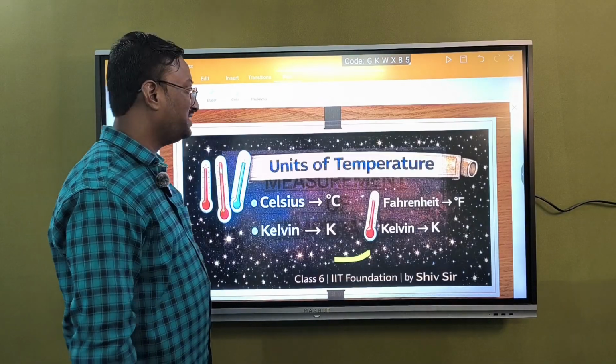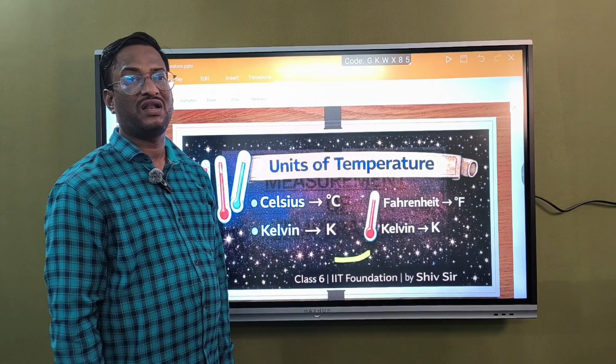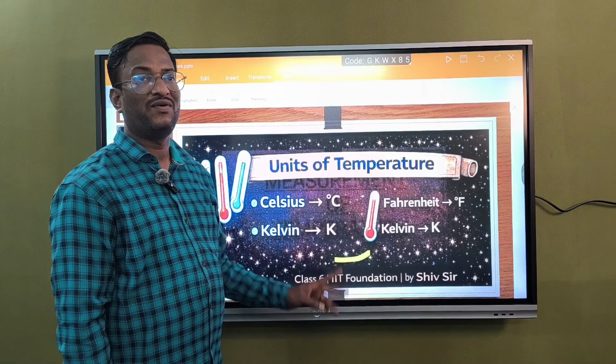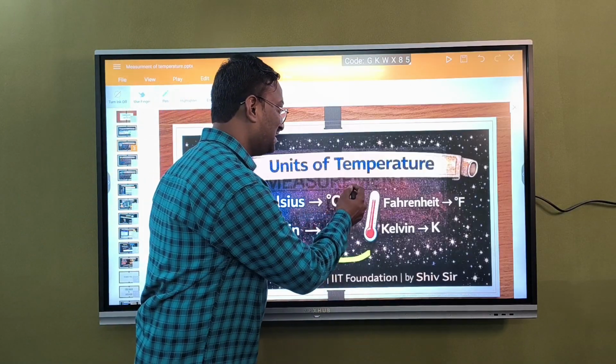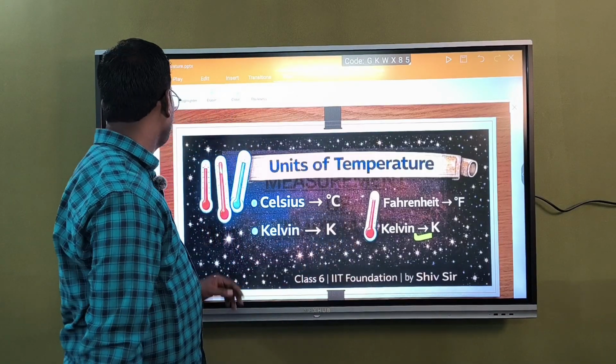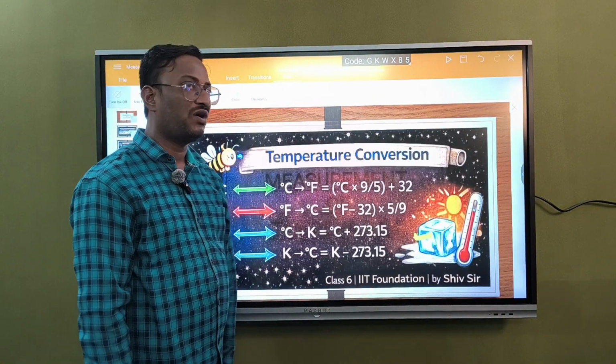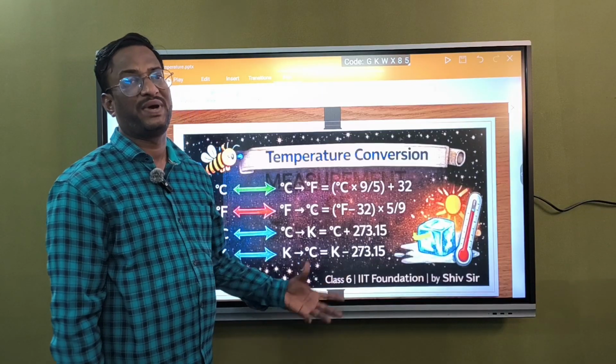So next thing is units of temperature. There are three units in our system: Celsius, Fahrenheit and Kelvin. These are the three units we have in order to measure the temperature. Next, conversion of the units of temperature.